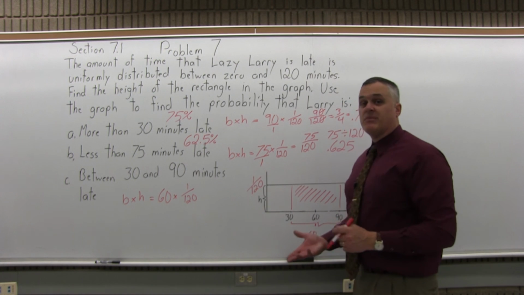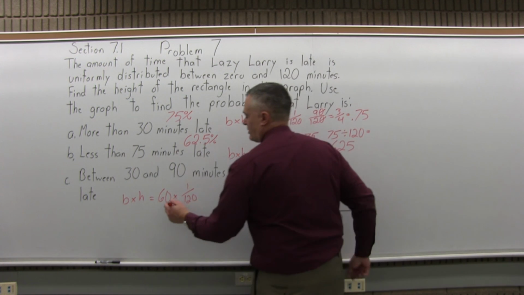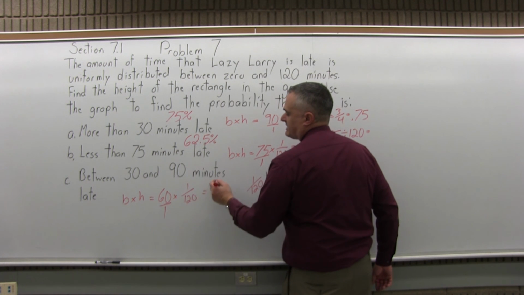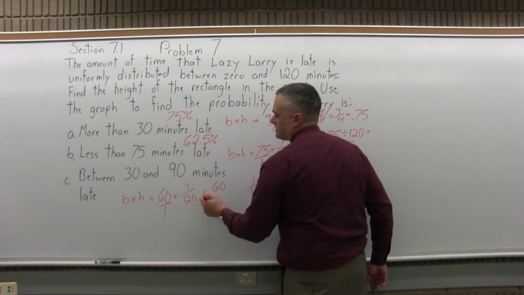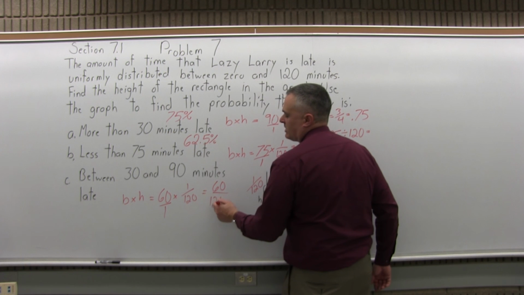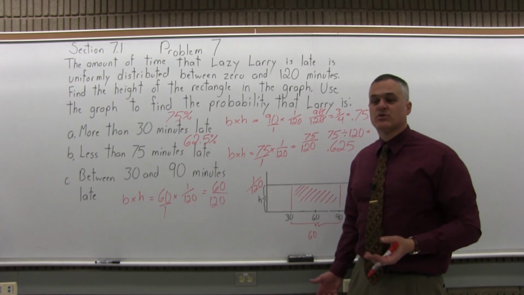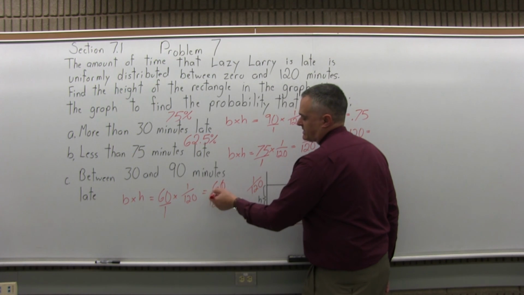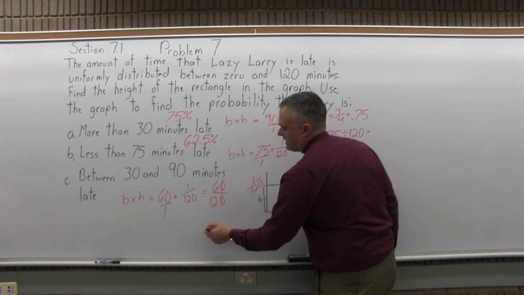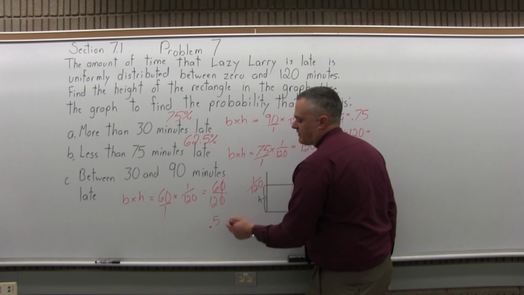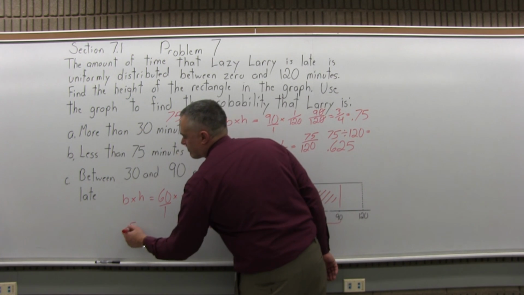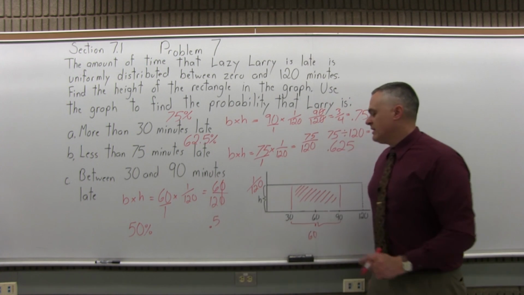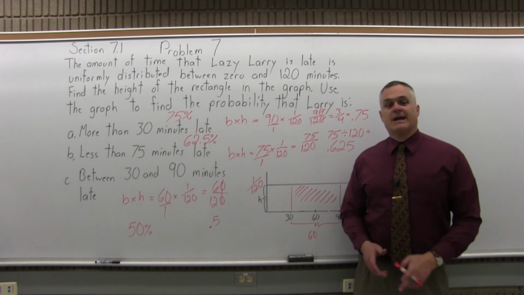So if you multiply base times height, think of the 60 as 60 over 1. You can do them as fractions. So you're going to multiply top times top. 60 times 1 is 60. Bottom times bottom, 1 times 120 is 120. And I can see that reduces to 1/2 right away. You can make it 6 over 12 first by canceling the zeros. I can see the top is half of the bottom. So it is 0.5, which is 50%. It's a 50% probability that Larry will be between 30 and 90 minutes late.